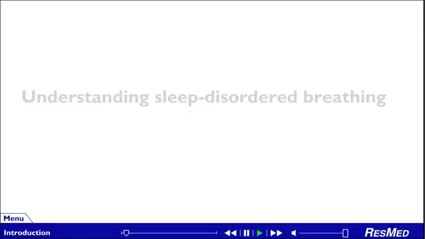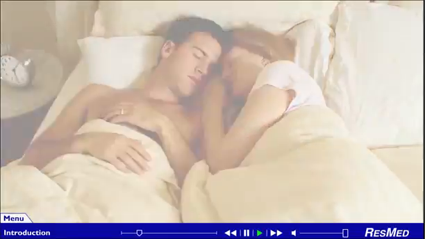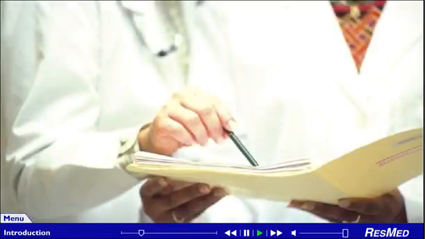Understanding sleep-disordered breathing. A good night's sleep is essential for your health and well-being. Sleep is a time of restoration for your body. While you sleep, your cells are awake, repairing themselves. Sleep-disordered breathing, or SDB, is one of the main causes of poor sleep.